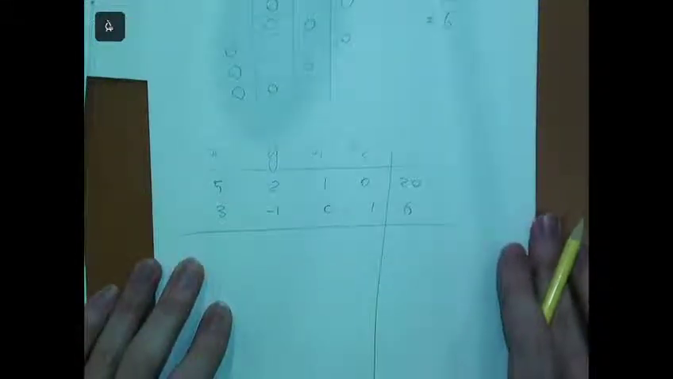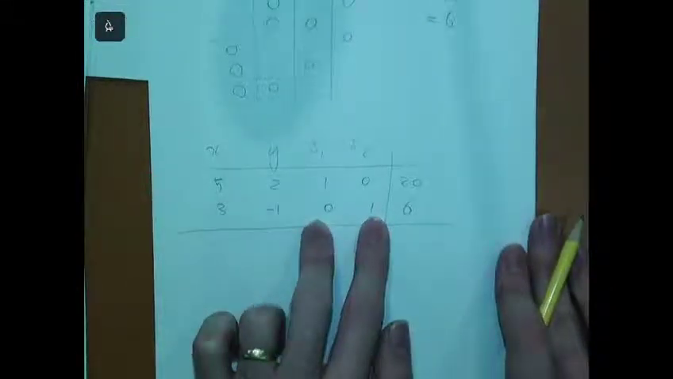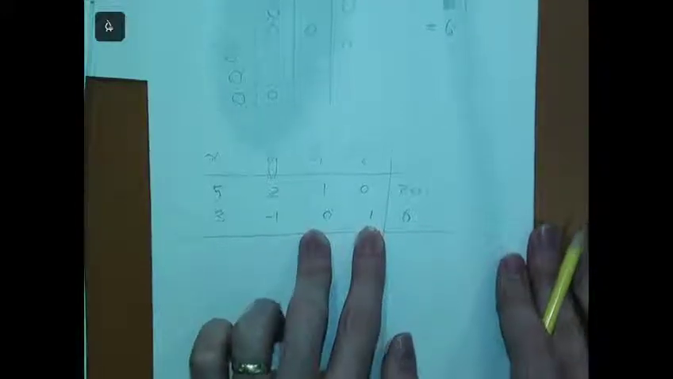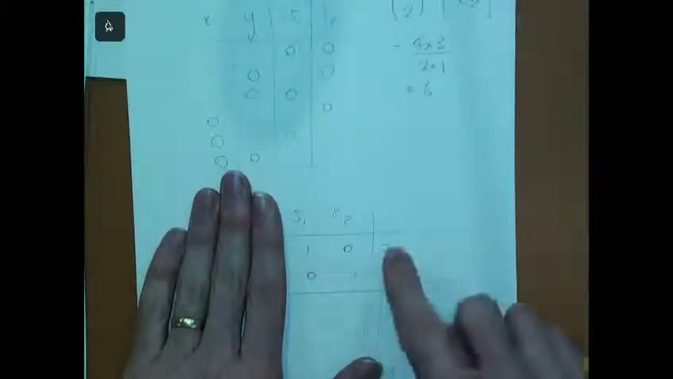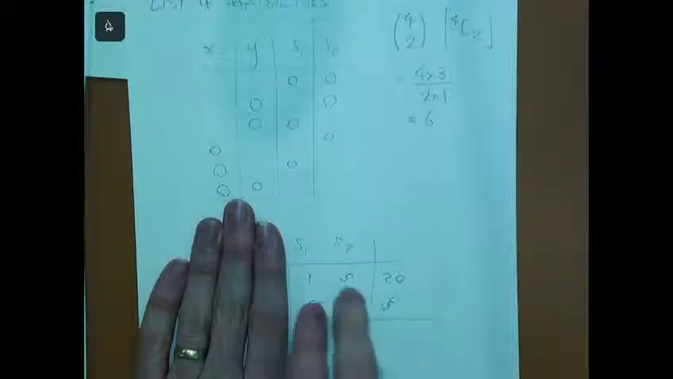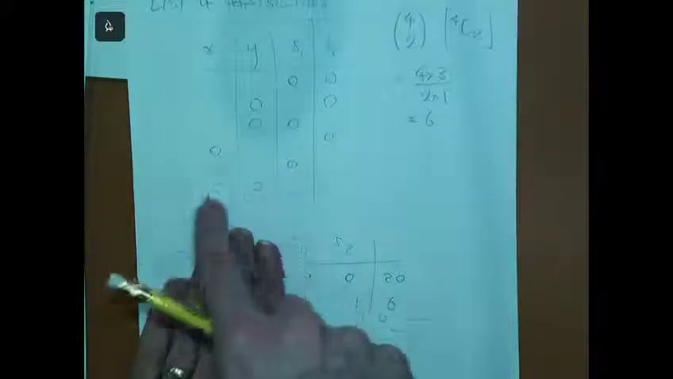I already have one. There's an identity matrix here in columns S1 and S2. So the other two, where there isn't an identity matrix, are 0. So let's look at that. I've got an identity matrix in S1 and S2. X is 0 and Y is 0. That's this row. S1 is 20, S2 is 6. I have my first solution.